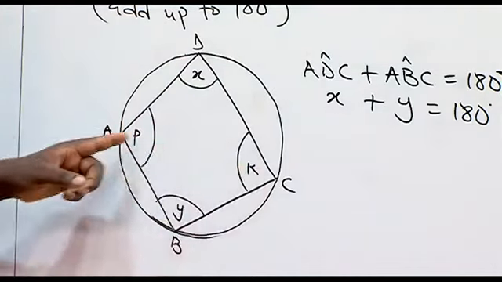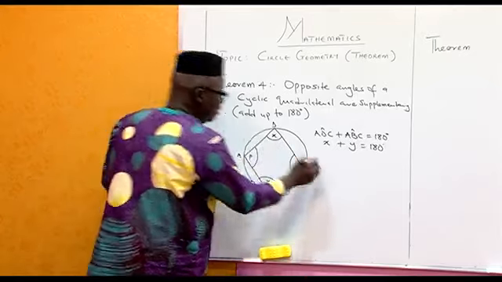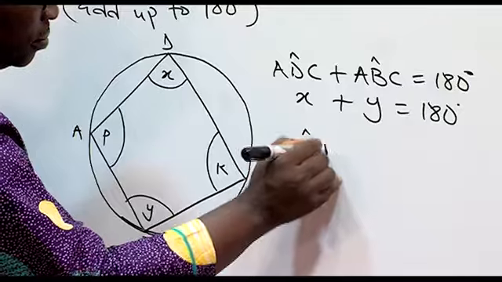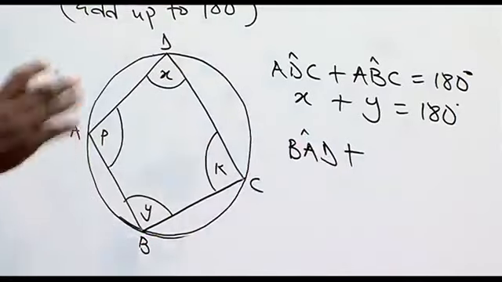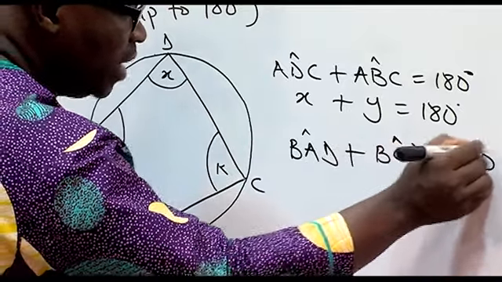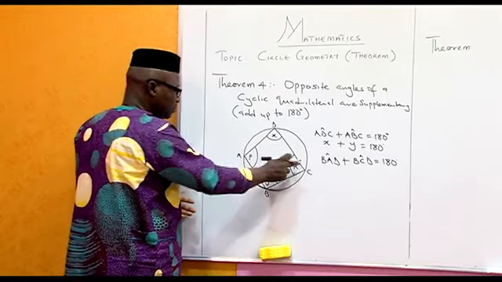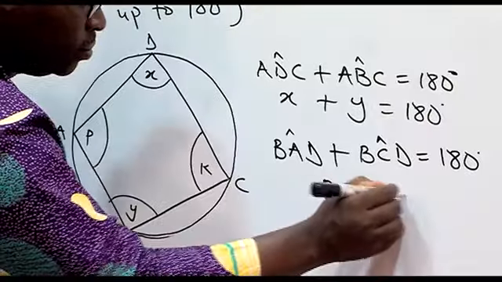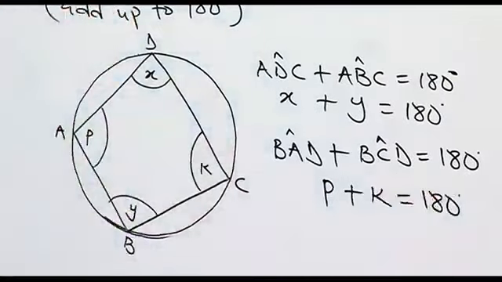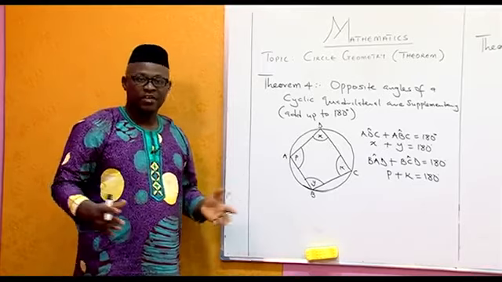The same thing is applicable for these two opposite angles. So I can say angle BAD plus angle BCD will also be 180 degrees. In a shorter version, this can be P plus K is going to be 180 degrees. All these theorems are very important because those are the things that will guide you to answer questions involving circle geometry.